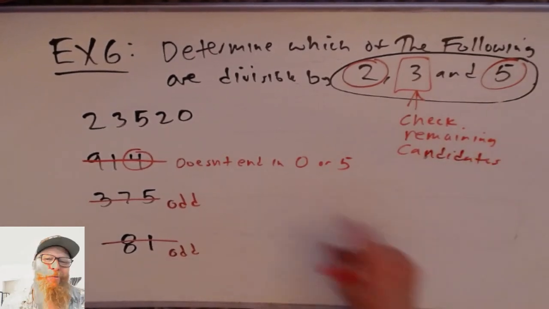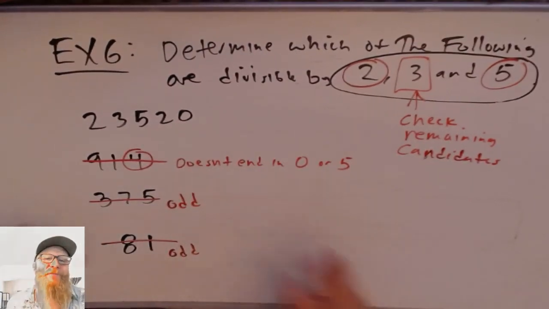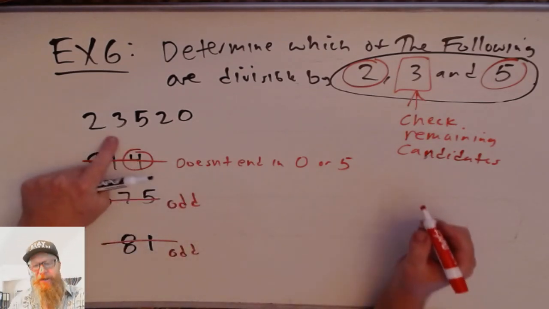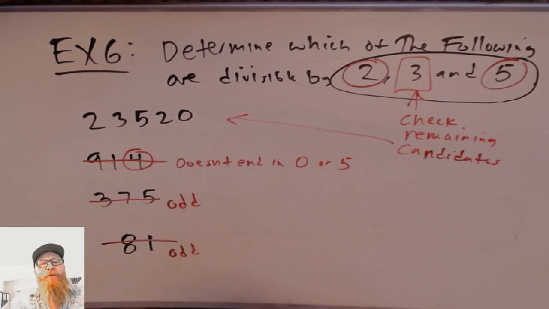Now, I guess on your homework, you could just pick it, and if it's wrong, then go back and pick it again. You get as many times as you want. But on the quiz or on the test, you're not going to get multiple attempts, so you might as well know how to do it. All right, so let's check the remaining candidates. We only have one remaining candidate.